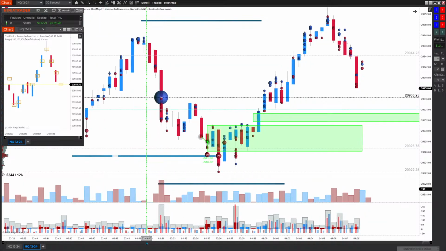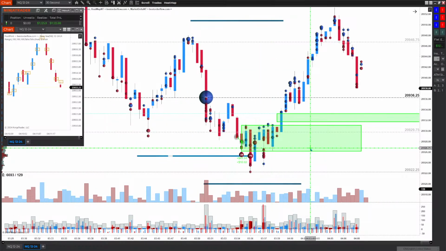Just a second. Let me make it wider. So this is the pattern on the 30 seconds chart.